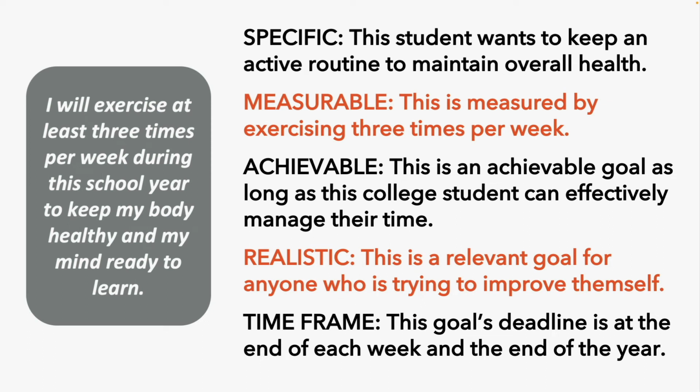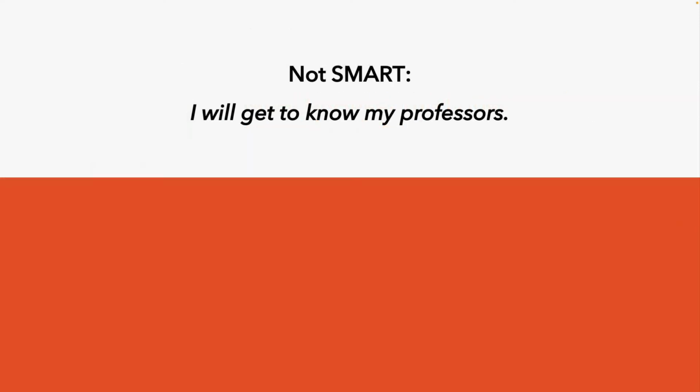And then the time frame of the school year, which is during the school year the student wants to exercise 2 times a week. So that gives us another time frame. So again, contrast, I will get more exercise, not a SMART goal, with this SMART goal. I'll exercise at least 3 times per week during the school year to keep my body healthy and my mind ready to learn. Let's get one more example.